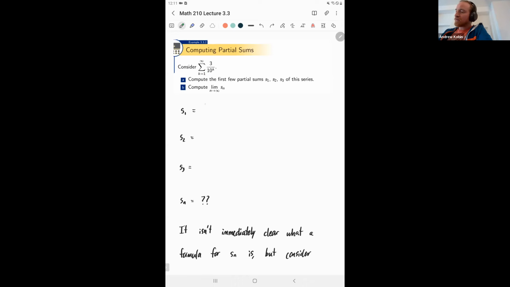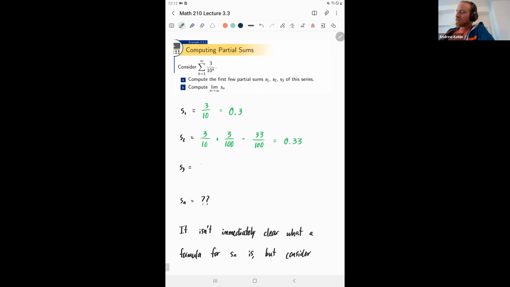S1 is always just the first term in the sequence. That's 3/10, or just to remind you, this is only the first decimal place in our decimal expansion, 0.3. S2 is not just the second term, the 100th place, but it's the sum of the first and second terms, 3/10 plus 3/100. And if we get a common denominator, this will give us 33 over 100. And that's not too surprising because that's exactly the first two decimal places in our full decimal expansion for 1/3.